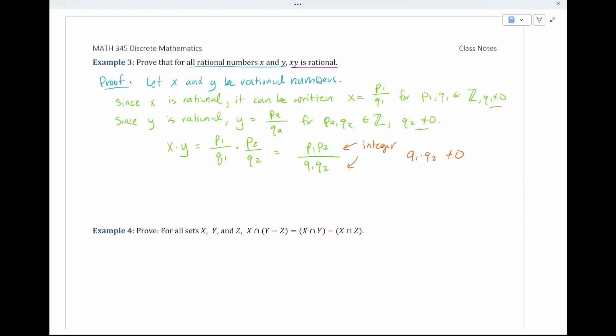So I've proved that x times y is an integer over an integer where the bottom integer isn't 0. That's what it means to be rational. So, or hence, or therefore, or thus, x times y is rational. And ending my proof. And that's it. Let's do another one.